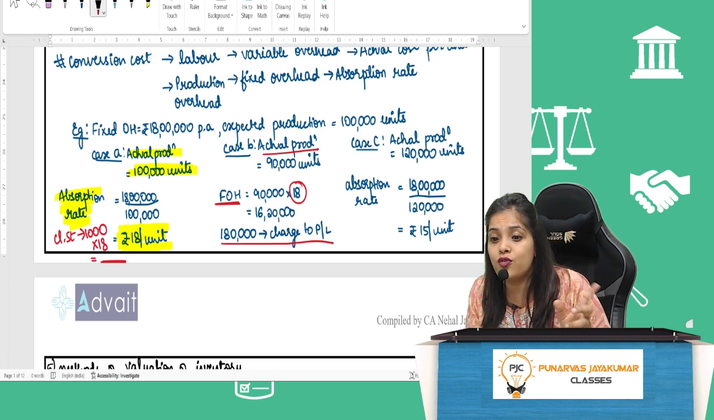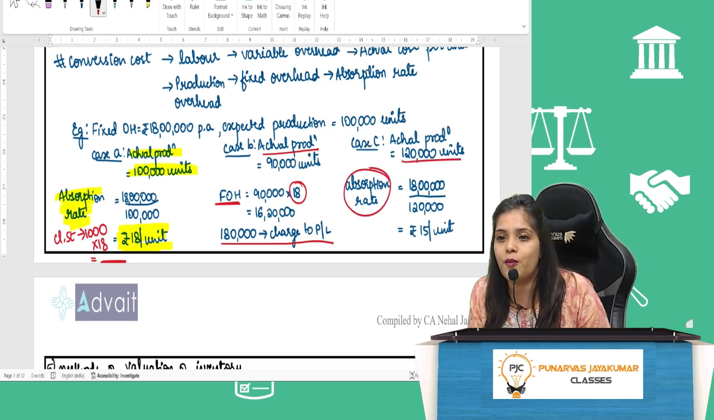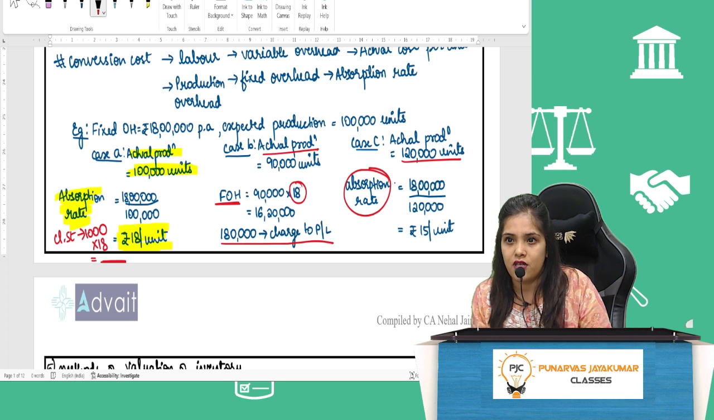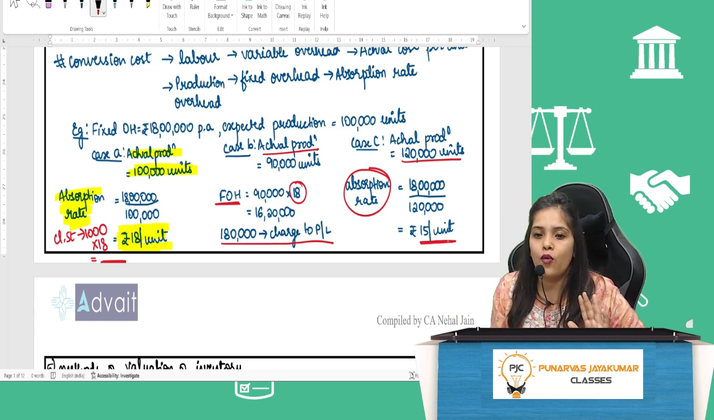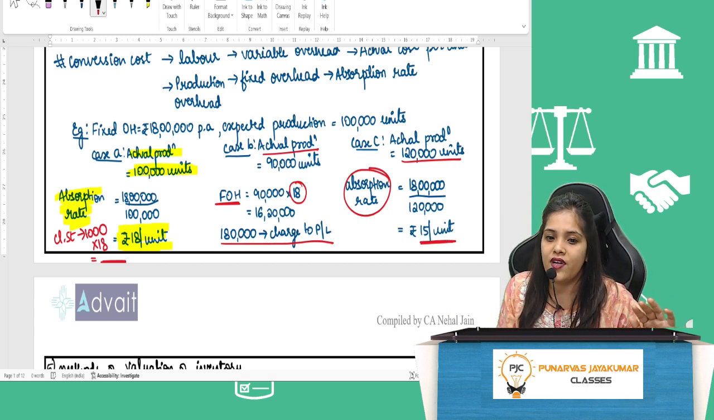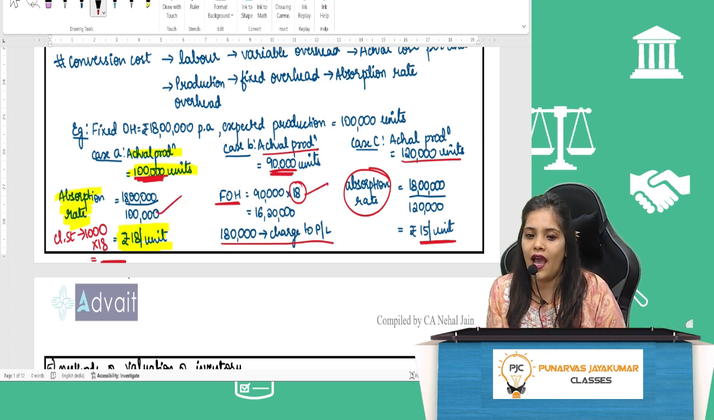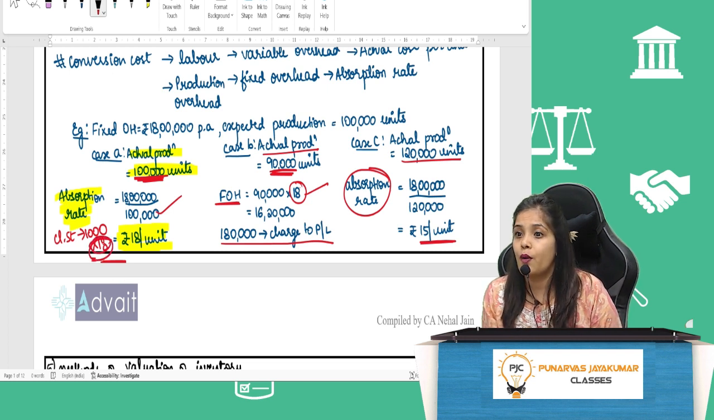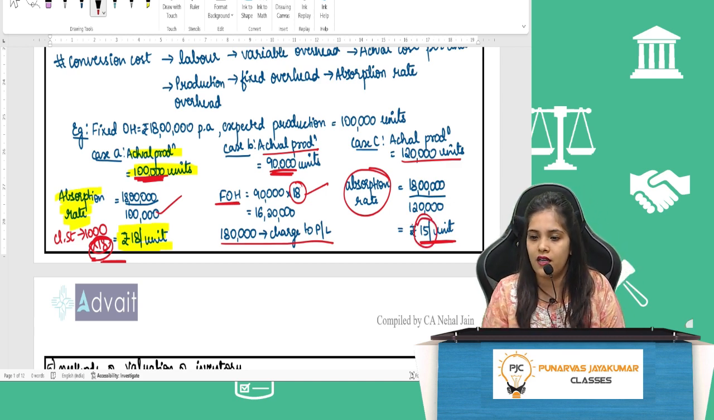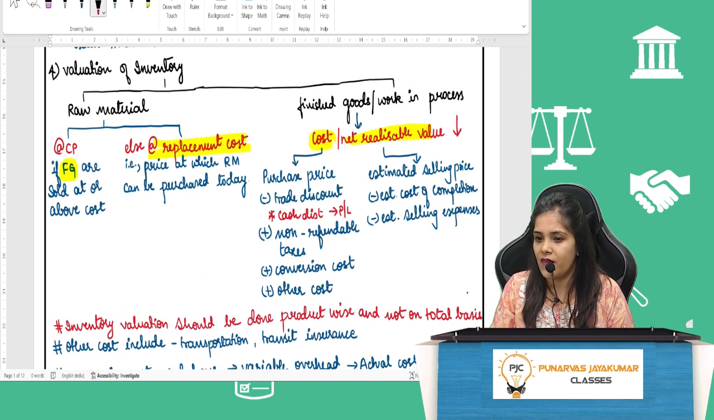But if you are producing more, then your absorption rate will change. Then only this much should be added to the cost of inventory. Or what I'm trying to say, if it is up to what you assumed or below what you assumed, your rate is same. The same amount should be added to the cost of inventory. But if it is above, then your rate will change and this rate should be added. Clear till here?